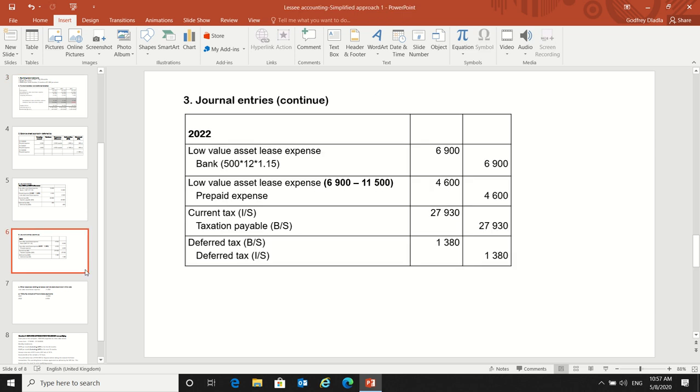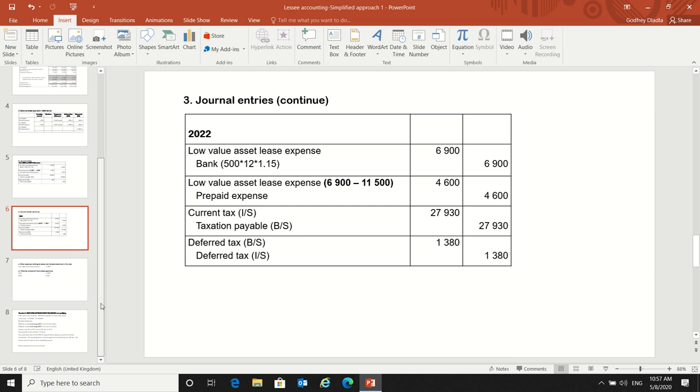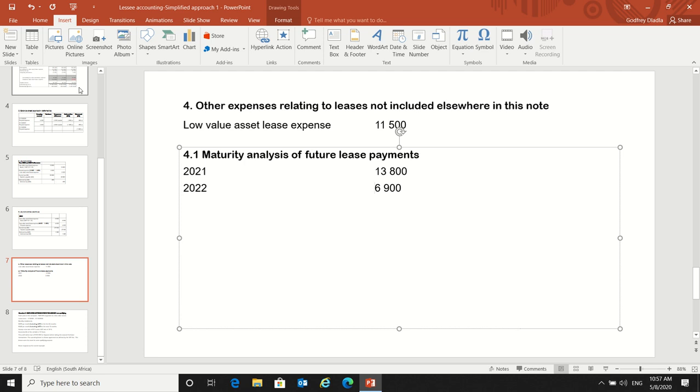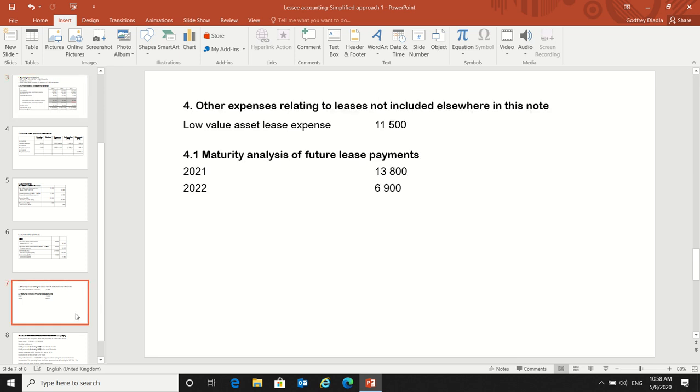Okay. Now, the last thing that we are supposed to do is to put a note in terms of this, which is the low value asset lease expense, which is 11.5, which is the standard, and the maturity analysis of future lease payments: 13.8 in 2021. That's how much you'll actually pay, and in 2022, 6,900. Those are actual payments. You can even read them from this column here, right? How they're going to follow each other in terms of that.